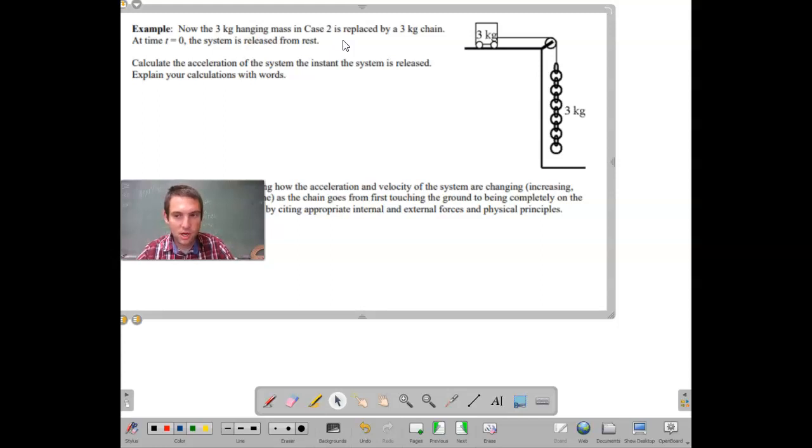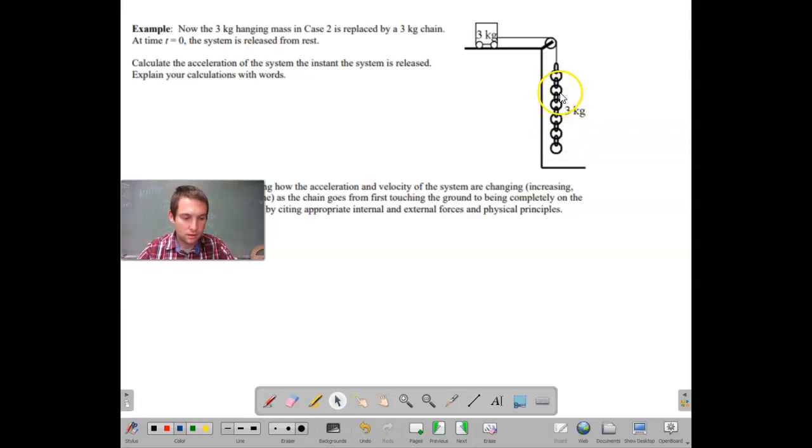So what's different about a chain? Well, a chain is going to hit the ground eventually, and that's going to change the acceleration a little bit. Let's see. So let's get to it.